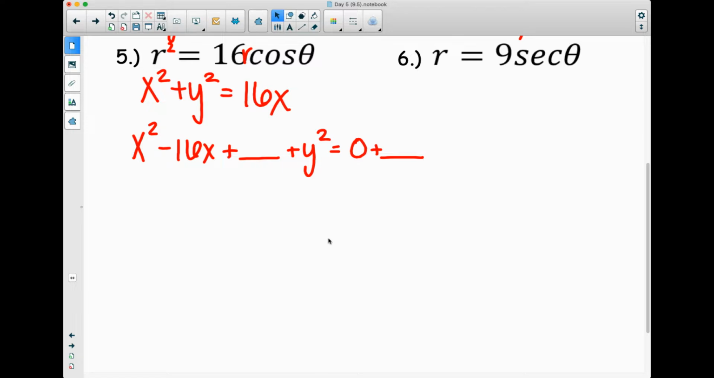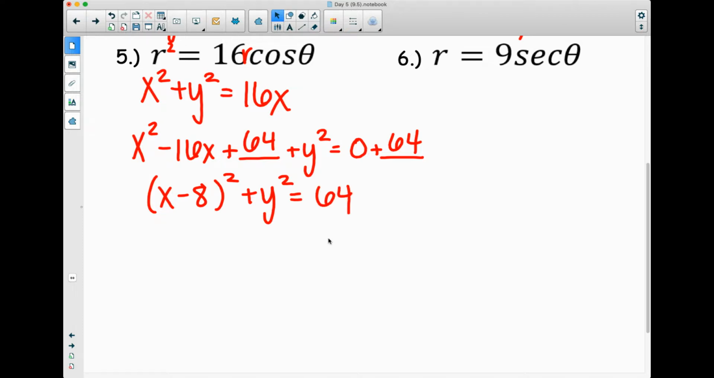So negative 16 divided by 2 is negative 8, squared would give me 64. So then if I factored that out, I get x minus 8 squared plus y squared equals 64. Now, that's an equation we're used to seeing, which is a circle. So we would have the center at 8, 0, and a radius of 8. So make sure you're completely changing it to the equations we're used to seeing.